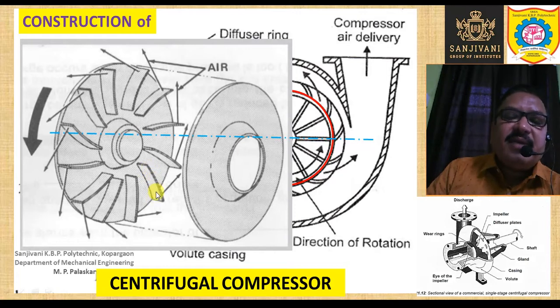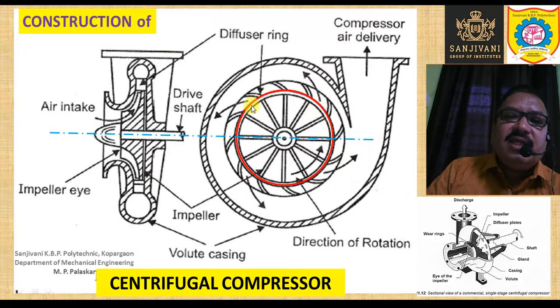The vanes are made up of stainless steel to avoid corrosion, and we are having a cover disc also. So this cover disc will also cover the vanes, and these two discs come together, and thus we get one impeller, and likewise several impellers can be mounted on this particular shaft. So this is nothing but the impeller of the centrifugal compressor.